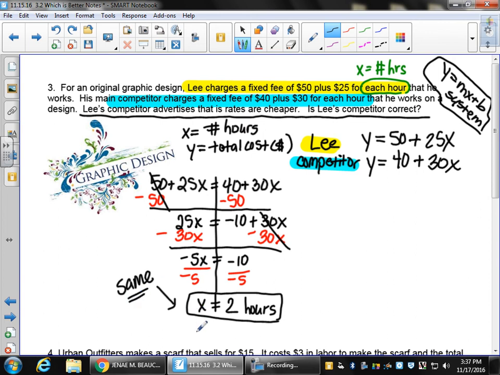So it doesn't matter. If you know you have 2 hours worth of work you want to hire them for, you get to choose whose website you like better. A friend told you this one is nicer. I don't know. At 2 hours they are the same. Doesn't matter who you pick.